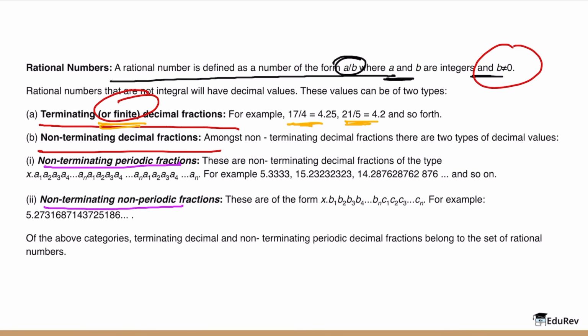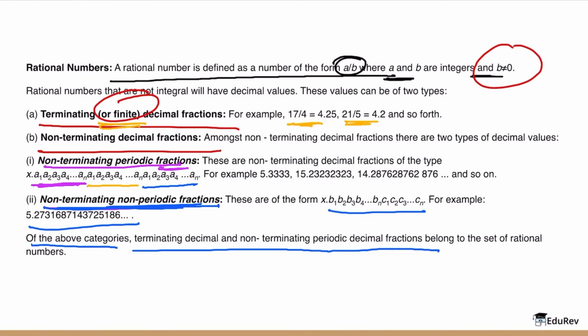Simple. For example, in your periodic fraction, the portion is again and again repeating. This portion which I've underlined is coming here again and again. So from here to here, then from here to here. So this portion is repeating. Whereas in non-terminating non-periodic fractions, the portions aren't repeating. Now of the above categories, terminating decimals and non-terminating periodic decimal fractions belong to the set of rational numbers.